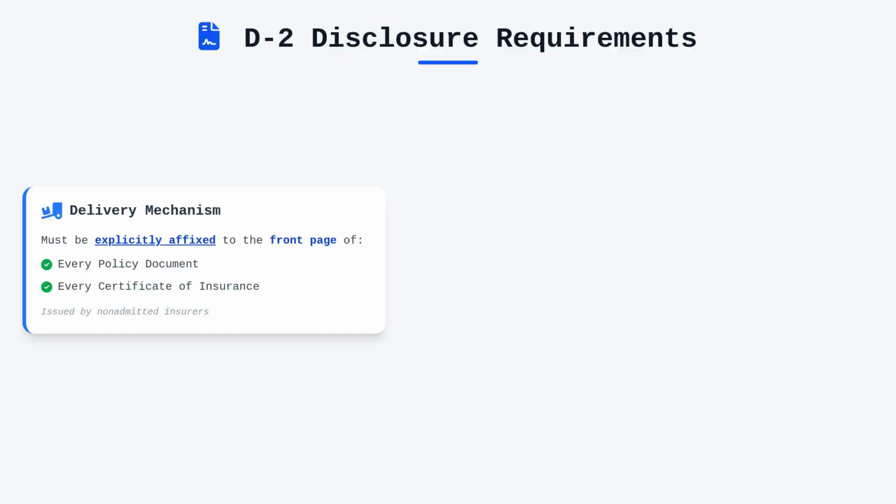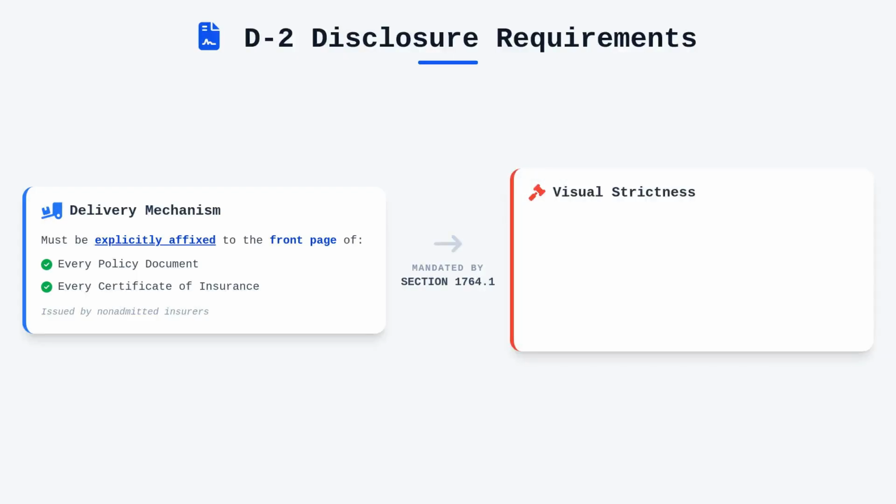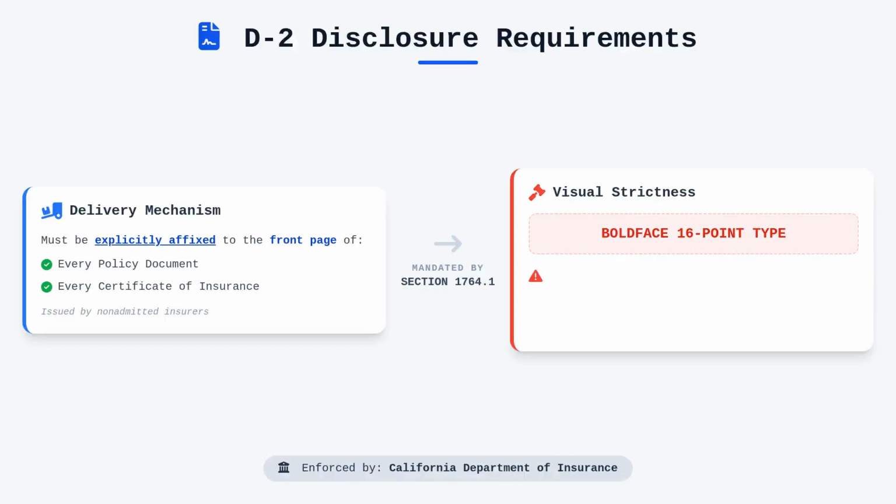The legal importance of how these disclosures look cannot be overstated, as Section 1764.1 mandates that both forms be reproduced in a highly specific visual format. Specifically, the text must be printed in boldface 16-point type. The California Department of Insurance treats font size and formatting as a strict liability issue, meaning that any text smaller than 16-point boldface renders the disclosure legally invalid, regardless of whether the client actually read it.